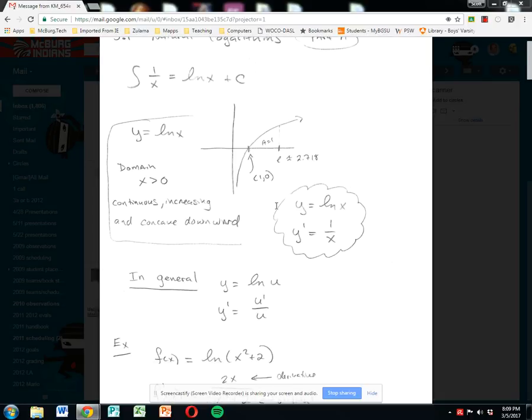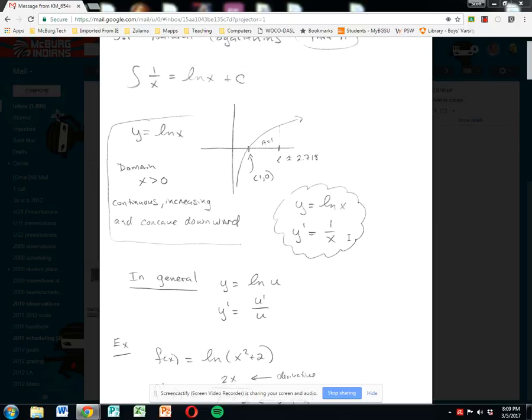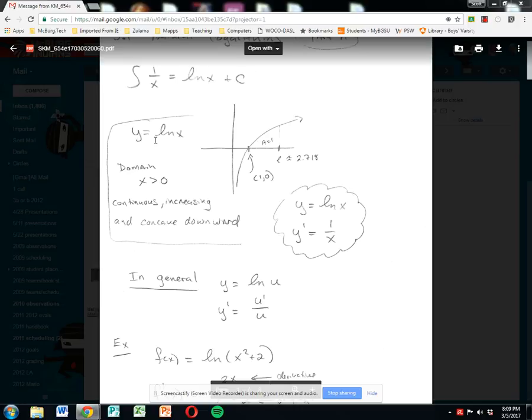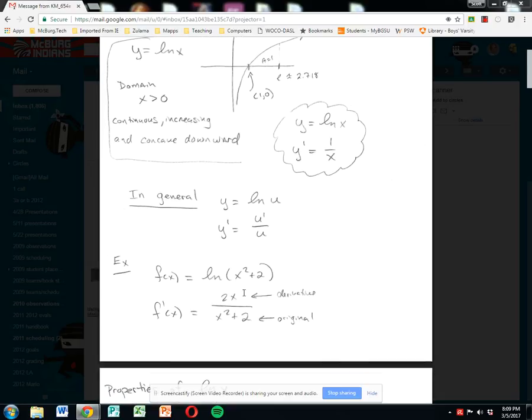All right. So let's talk about it in reverse then. If y is equal to ln x, then y prime is 1 over x. Obviously, an antiderivative and a derivative should cancel each other out. And in general, if I take the natural log of a function and I want its derivative, I just take that function in the denominator and its prime in the numerator. So it's u prime over u. So an example would look something like this. If the original function was the natural log of x squared plus 2, then the derivative is 2x over x squared plus 2, which again is the original in the denominator and the derivative in the numerator.